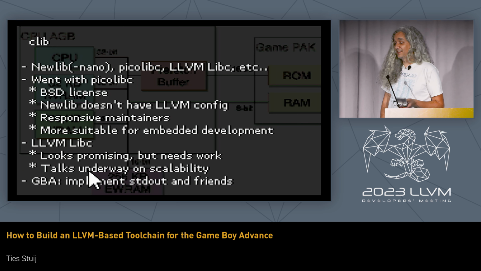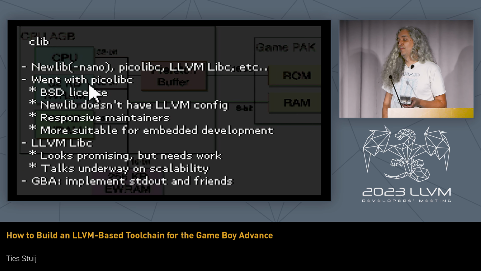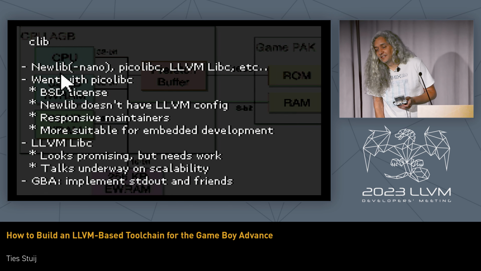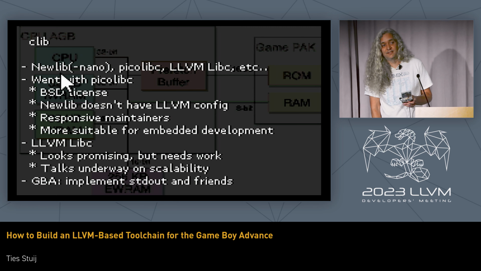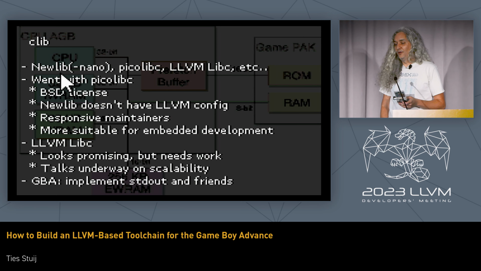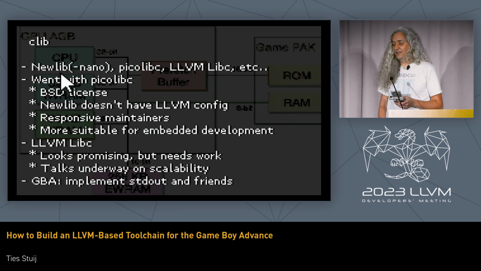At some point, we went with picolibc because of a bunch of reasons. Newlib's licensing is a little bit of a mess. It's got a whole bunch of licenses, and so you're beholden to all of them if you're not going to cut stuff out, which you can.